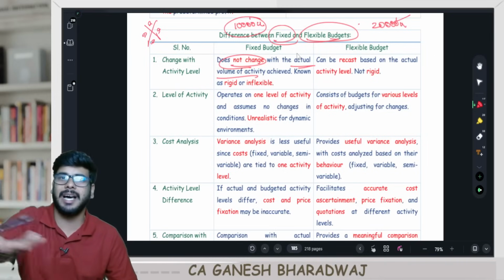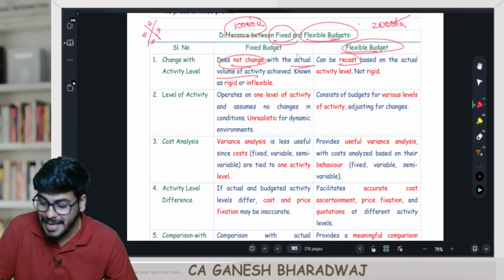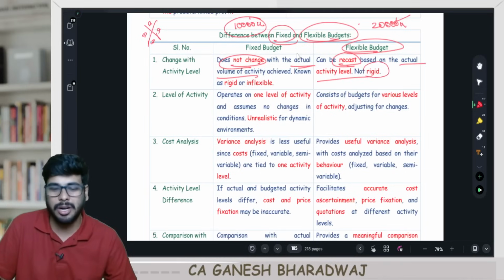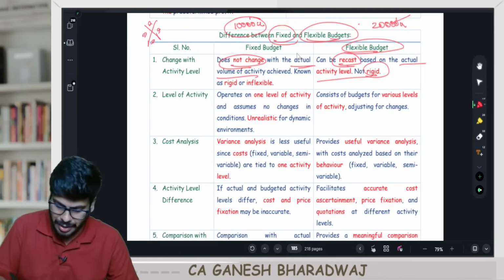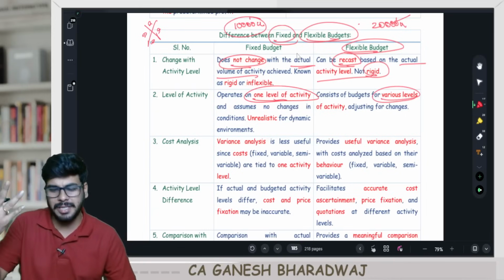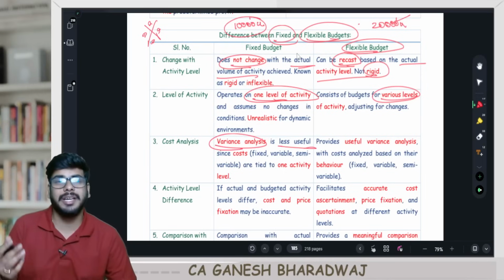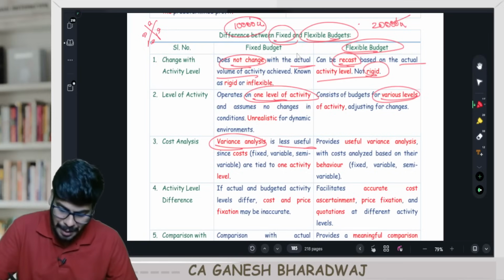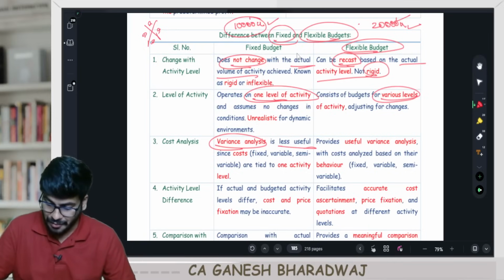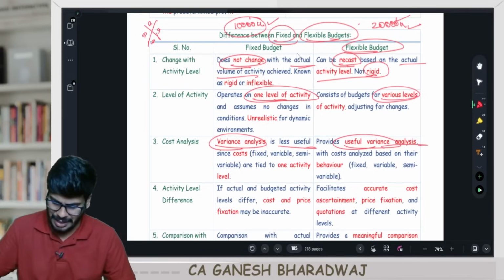Using a fixed budget directly, it is not comparable. Whereas a flexible budget, look at this, can be recast. You can flex it based on the actual activity level. It is not rigid, right? With a fixed budget, you prepare only for one activity level. With a flexible budget, you can prepare for various activity levels. Variance analysis is less useful in the case of a fixed budget. Why? You can't compare a 10,000 unit output level with 20,000 units of actual data. Whereas if you prepare a flexible budget, it is very useful for variance analysis. As simple as that, guys, right?